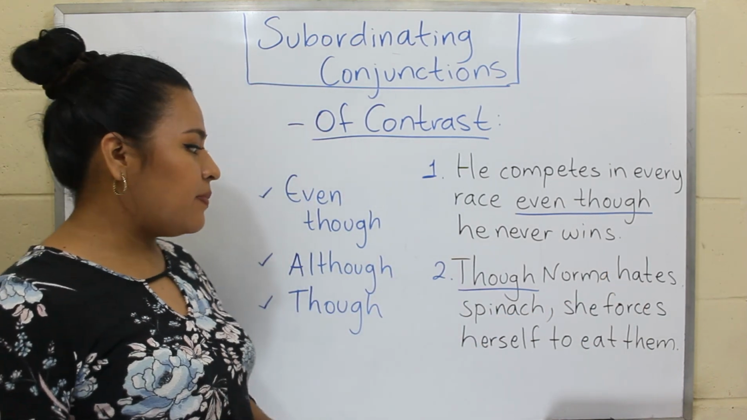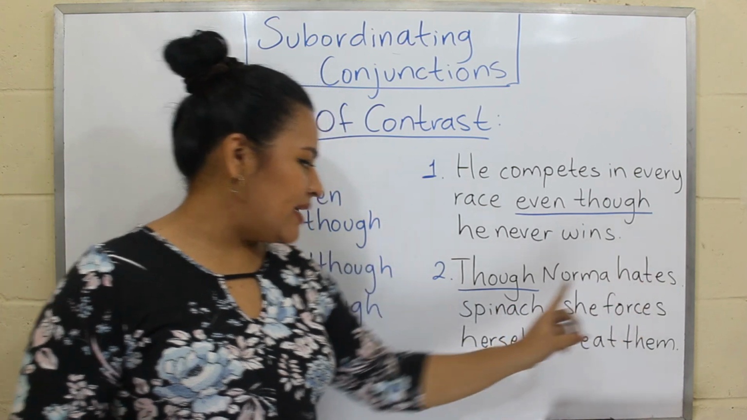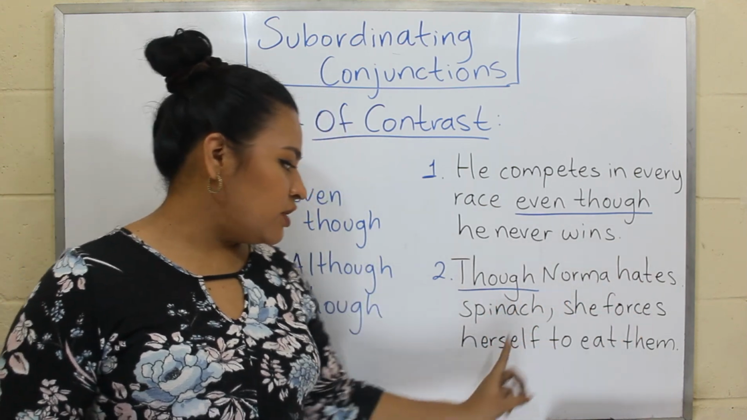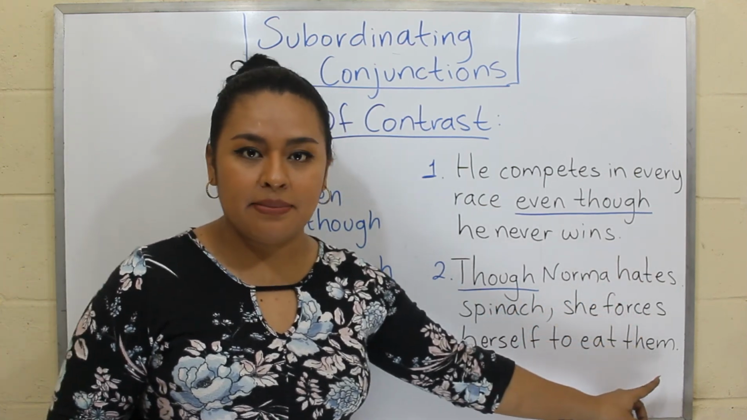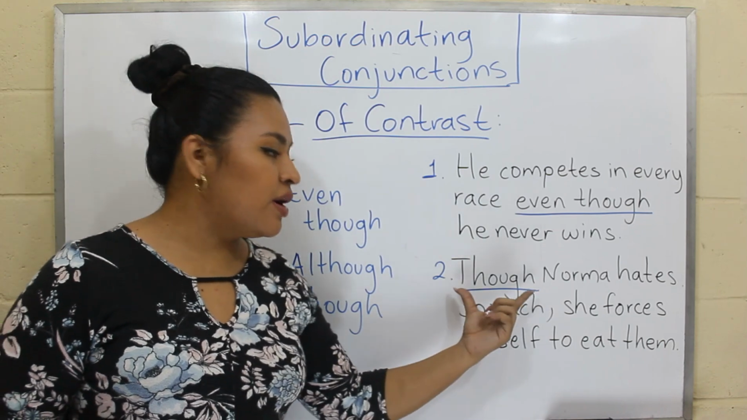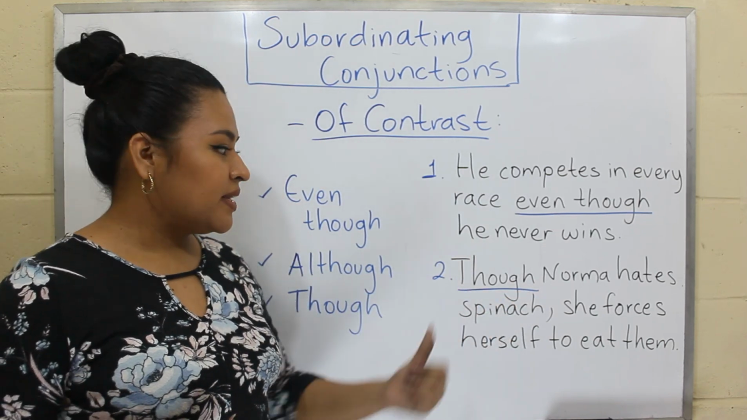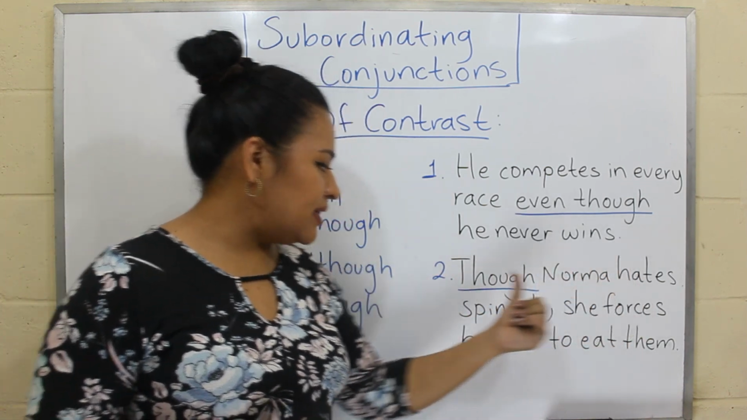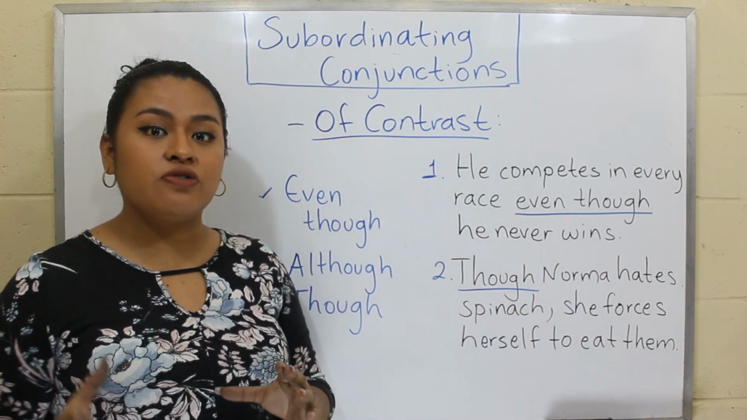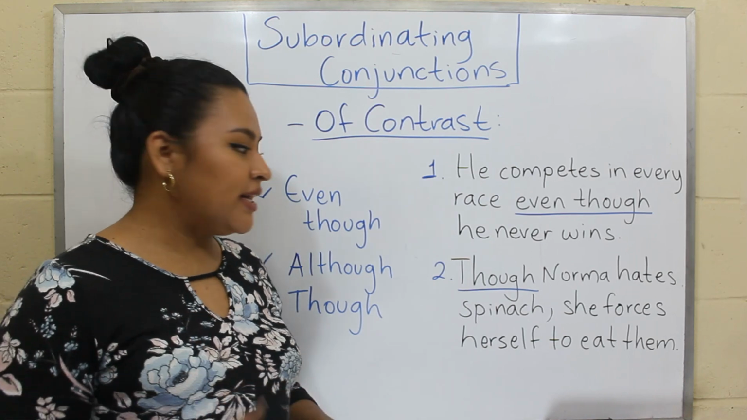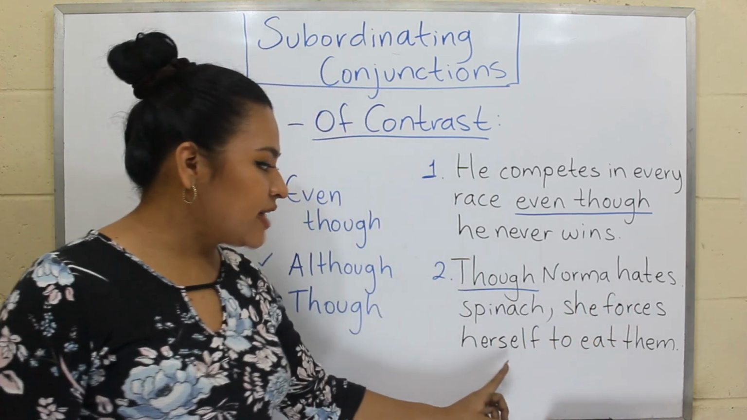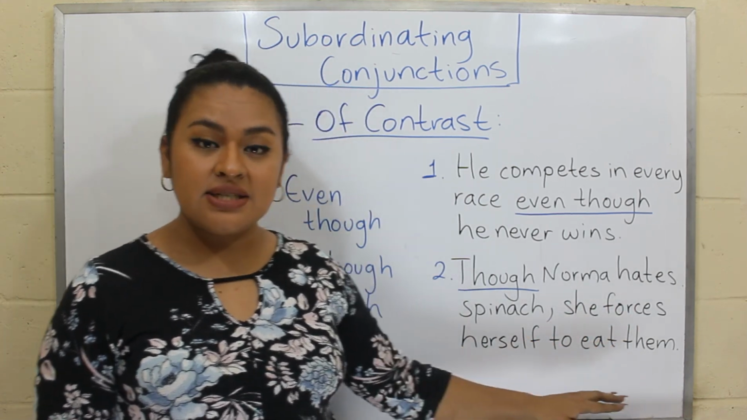Then in the next example, though Norma hates spinach, she forces herself to eat them. In here we are using though as the subordinator at the beginning of the sentence. Then we have Norma hates spinach. This is the subordinating clause. And finally we have she forces herself to eat them. And this is the main clause.